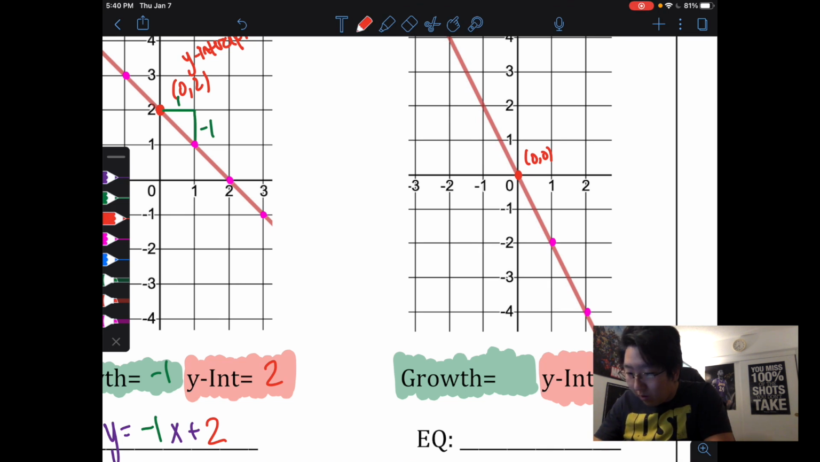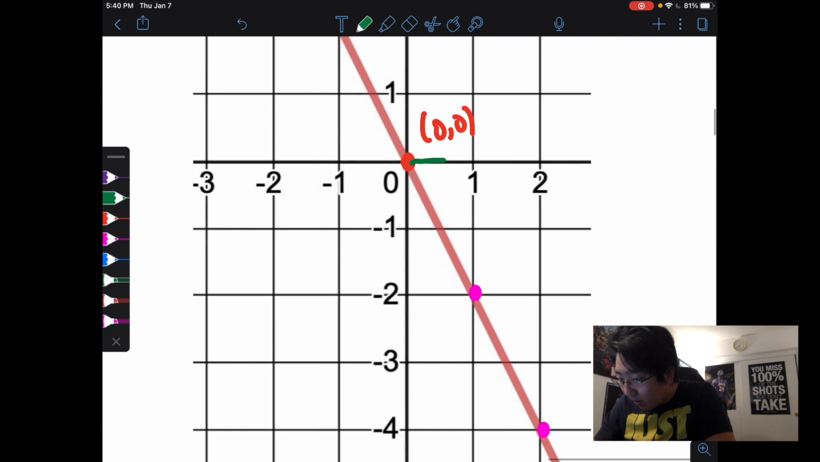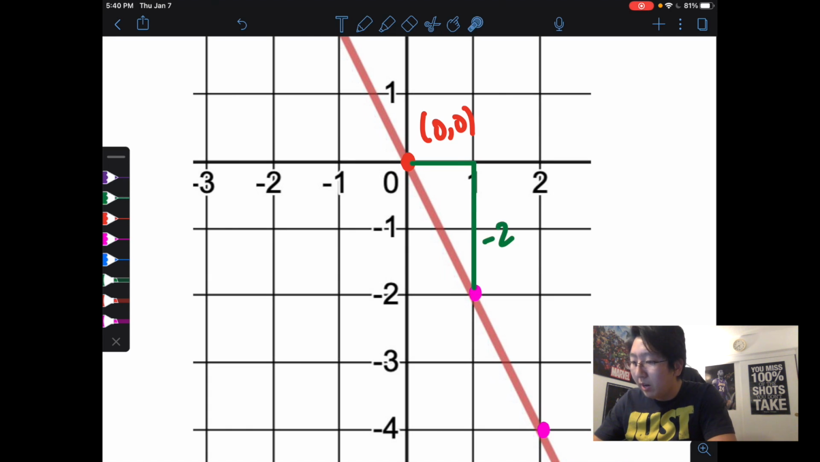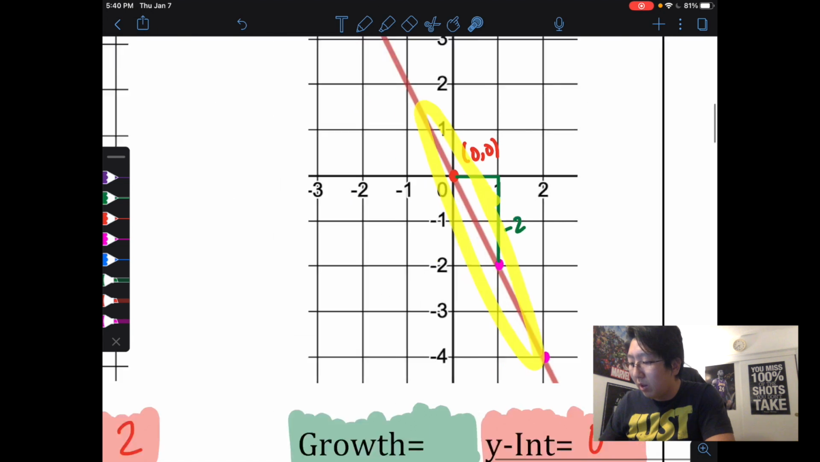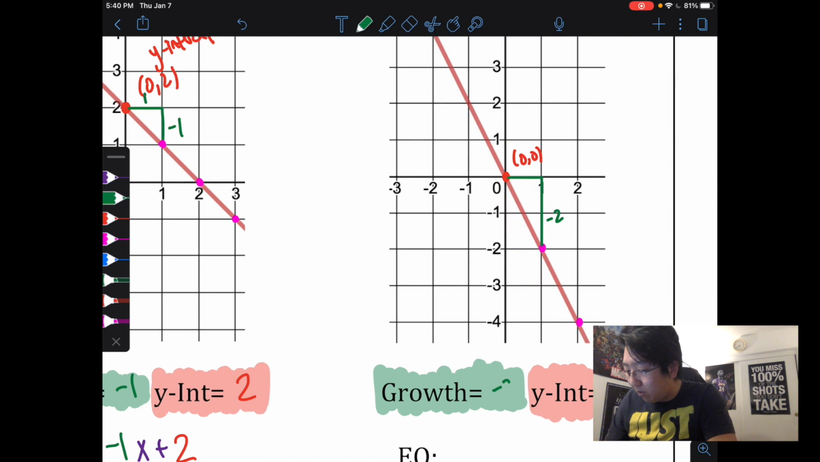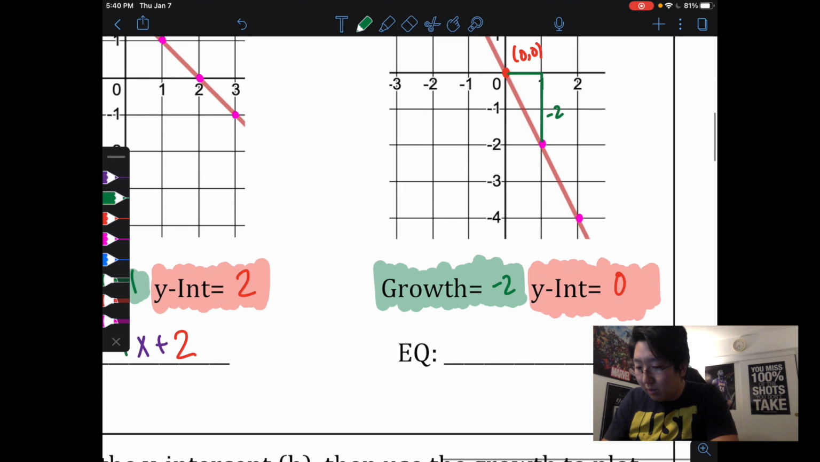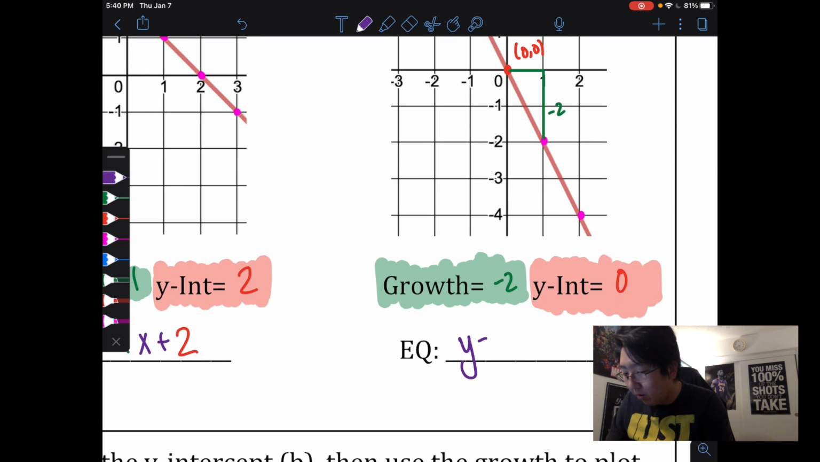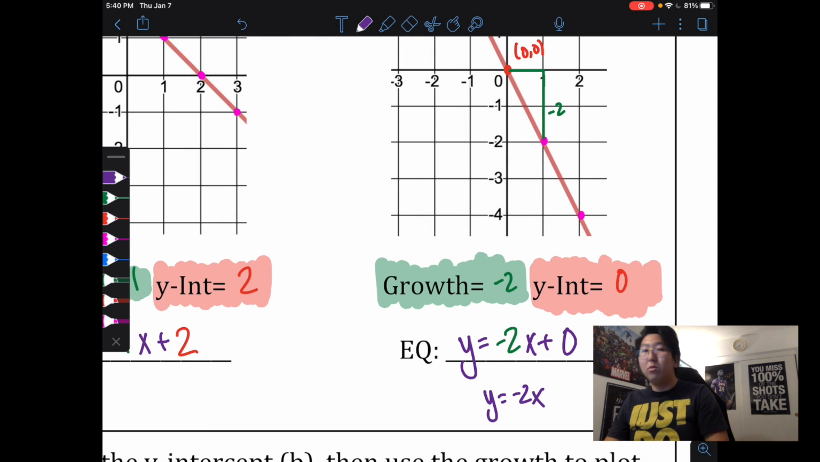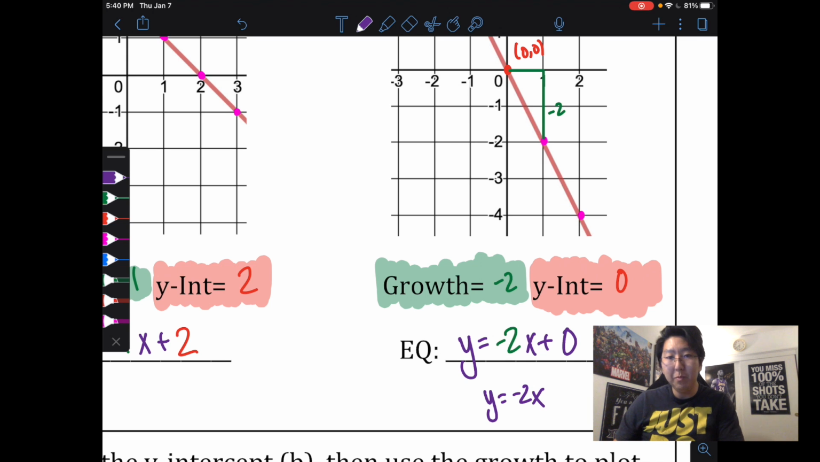Let's go ahead and draw our growth triangles. I move over 1, and it goes down by 2. This line is going in a downward direction. The change is -2. So the equation for this is y equals m, -2, x plus our y-intercept is 0. So this can also be written as y equals -2x. I do not need to put +0. All right, let's keep moving.